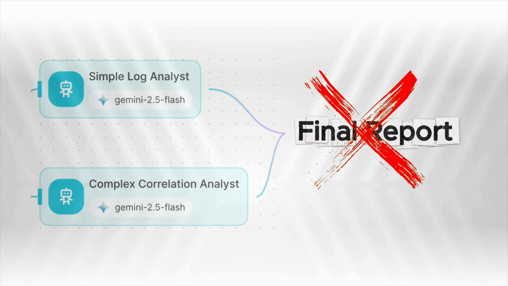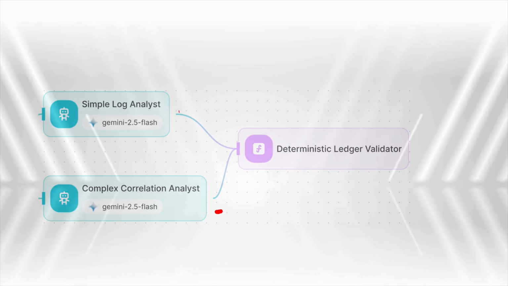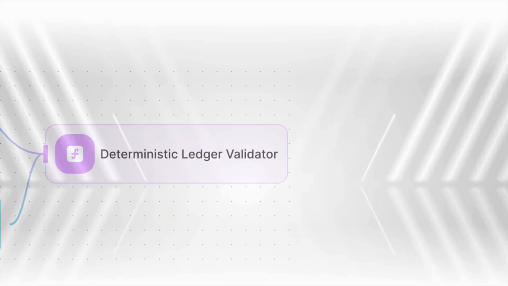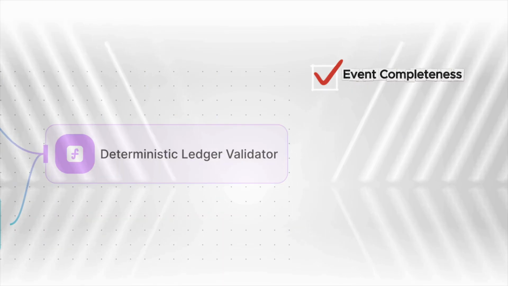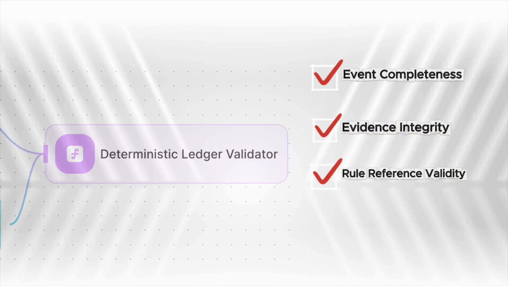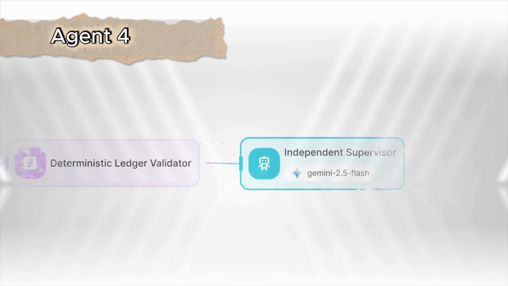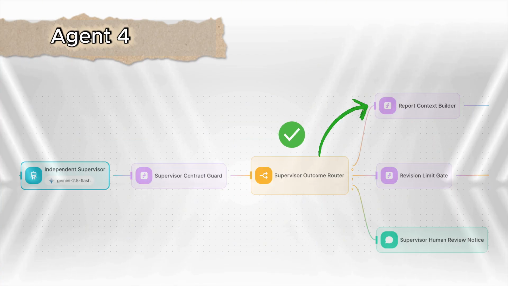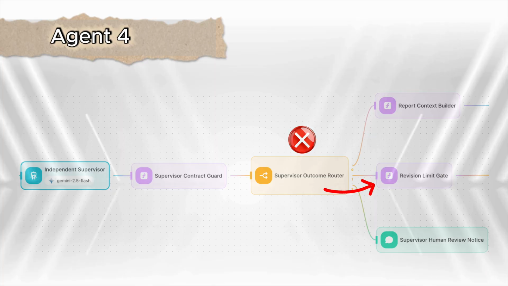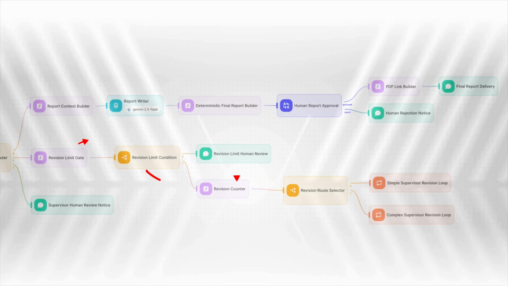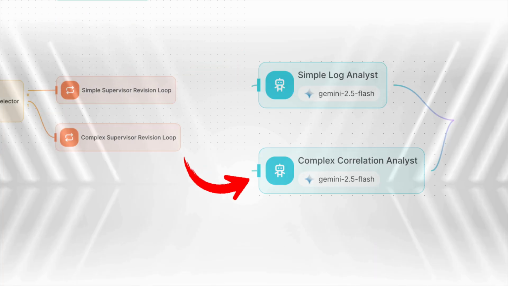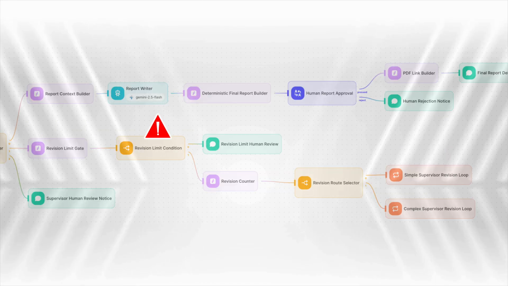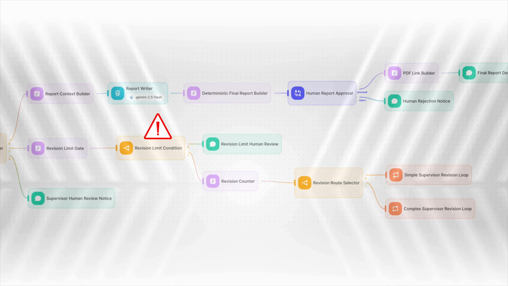The structured analysis must first pass through a deterministic validator, which checks that every event is accounted for, the evidence is preserved, the rule references are supported, and the severity matches the rule contract. Agent 4 is the independent supervisor. It either approves the analysis or returns specific revision feedback. If a revision is required, the feedback is routed back to the selected analyst. If the revision limit is reached without approval, the automated process stops and the case is referred for human review.